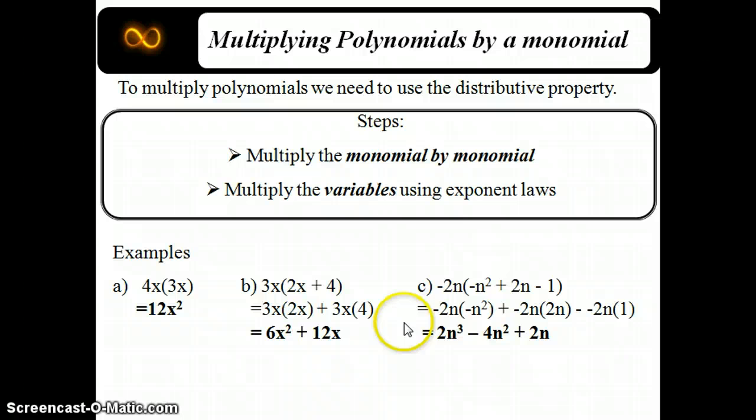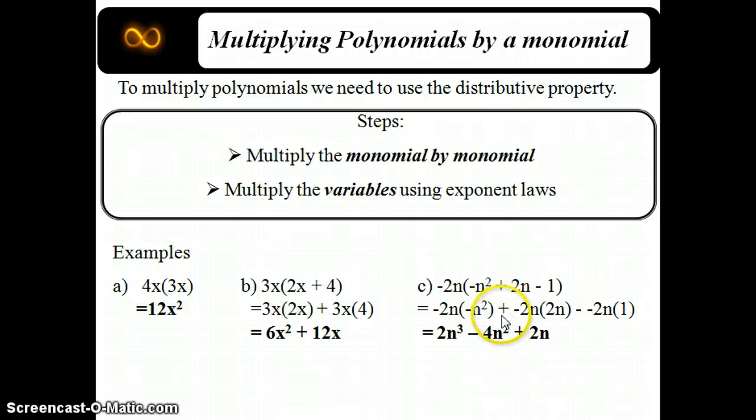Next one, we have a monomial multiplied by a trinomial. So we'll do it 3 separate times. We go negative 2n times negative n squared. Negative 2 times negative 1 is positive 2. N to the power of 1 multiplied by n to the power of 2. The bases are both n, so we add the exponents. 1 plus 2 is 3. So we have 2n cubed.